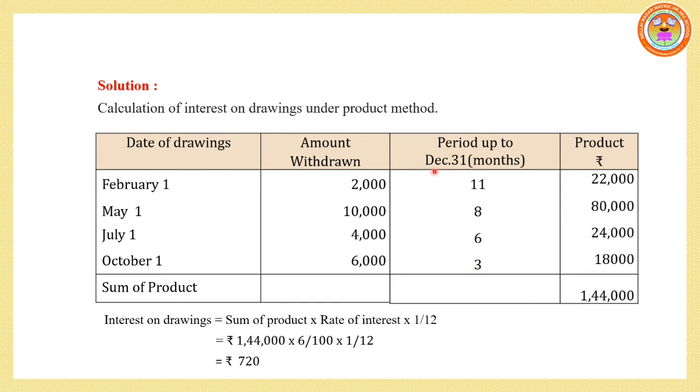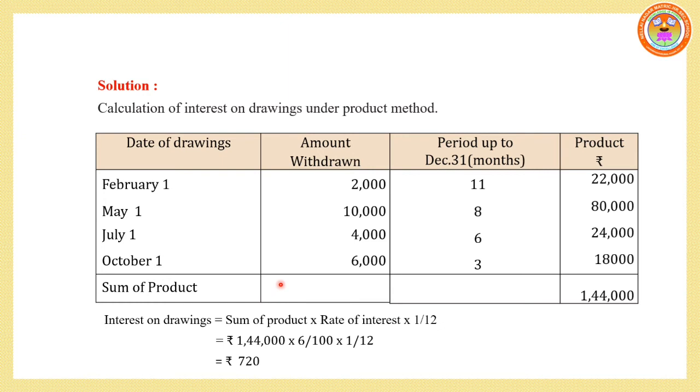Okay. After filling the period column, now the fourth column is product. Product in the sense we have to multiply column 2 and column 3. Just multiply these two columns. 2,000 into 11, 22,000. 10,000 into 8, 80,000. Then third one, 4,000 into 6, 24,000. Then last one, 6,000 into 3, 18,000. Just total all these four: 1,44,000. This is called sum of product.